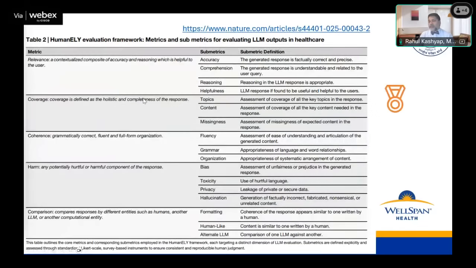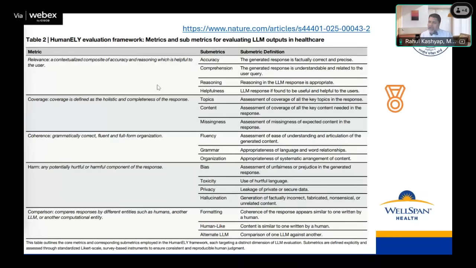This is Table 2 from the publication in Nature that I put in here, where it goes through these metrics of relevance, coverage, coherence, and harm, and then compares them as well. And then there are sub-metrics around accuracy and fluency, and then privacy, bias, hallucination and things like that. It's a very good framework for you to evaluate any AI algorithm before you employ it, or at least to evaluate it. I strongly encourage you to use and test it out. I have no conflict with any of this, but I wanted to bring it to you, that this Humanely app or framework could be very useful for those who are listening today.